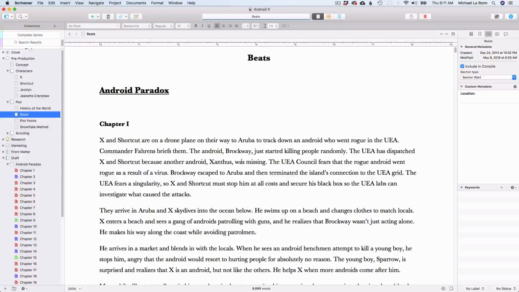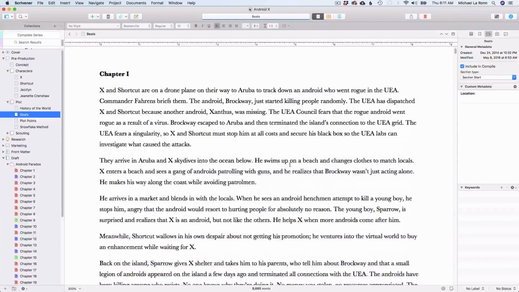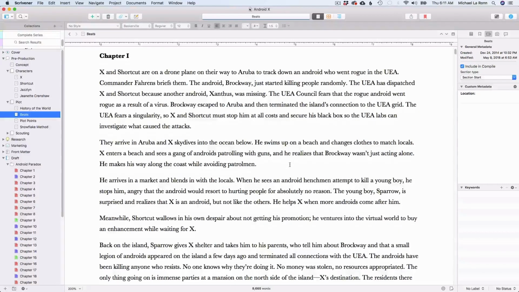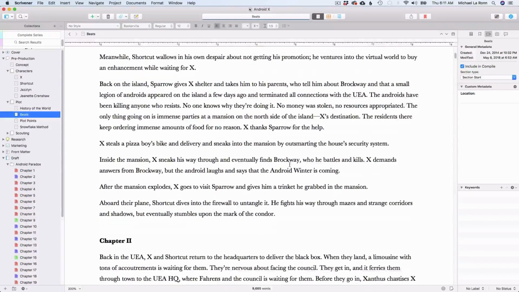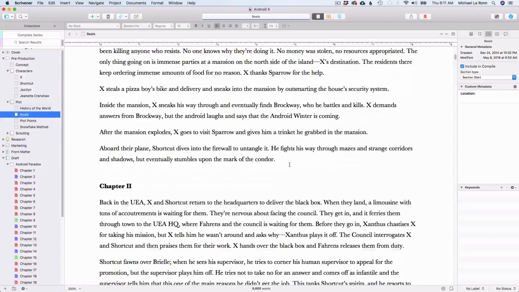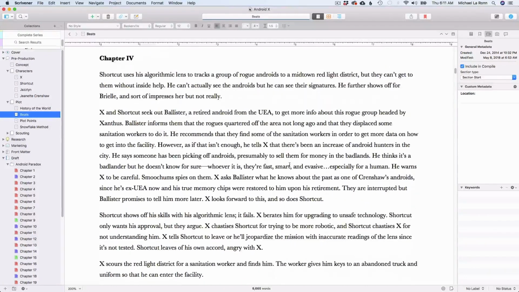So I did this with Android Paradox, and actually I did it with all 3 books in the series. And as you can see here, I've got more than a few paragraphs, but basically just wrote out where I thought the story would go. And for the most part, chapter 1, I think, was fairly accurate. The only thing with beats is, I think that they're effective, and they certainly can help you. But just remember, don't let beats dictate everything.